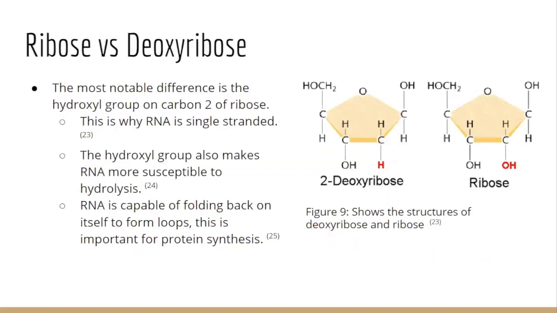The only structural difference between ribose and deoxyribose is that there is a hydroxyl group on carbon 2 of ribose, whereas deoxyribose only has a hydrogen. You can see this in red in the image to the right. The hydroxyl group on the ribose actually makes it unable to form a stable double-stranded molecule in RNA. It also makes RNA more susceptible to hydrolysis than DNA. It does, however, allow RNA to fold back on itself and form loops, and this becomes important in protein synthesis.